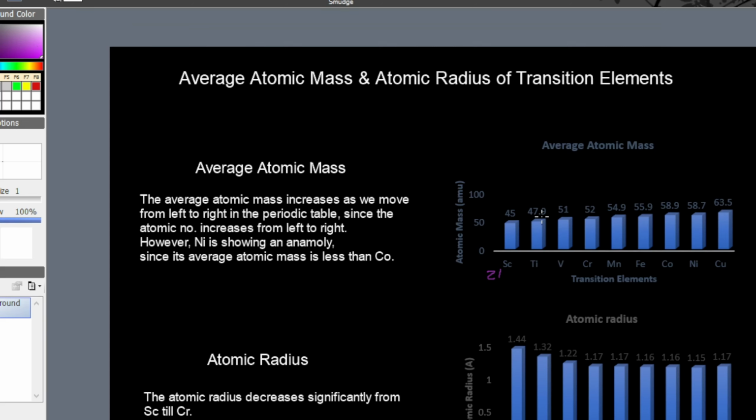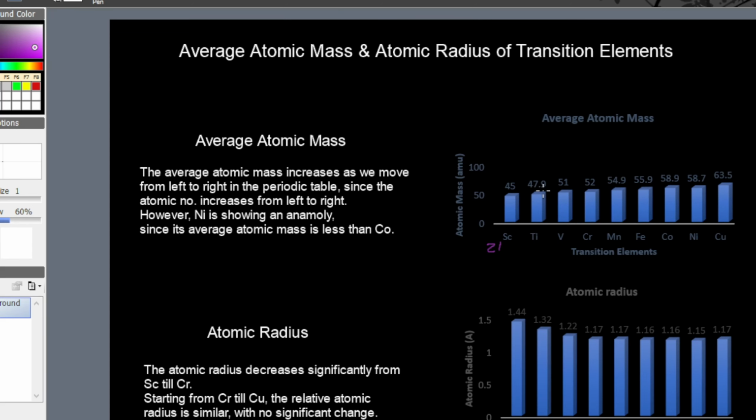Then we move to titanium with the average atomic mass of 47.9 AMU, vanadium with 51 AMU, and chromium, manganese, iron. As we can see, the average atomic mass increases. Cobalt as well, the average atomic mass is higher than iron. Then when we move to nickel, we can see that the average atomic mass is 58.7, which is less than cobalt, 58.9. But when we look at copper with the average atomic mass of 63.5 AMU, so here we have an anomaly with nickel, right?